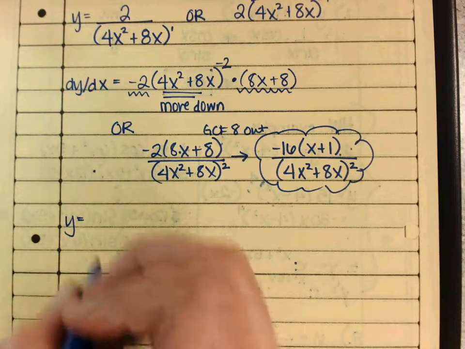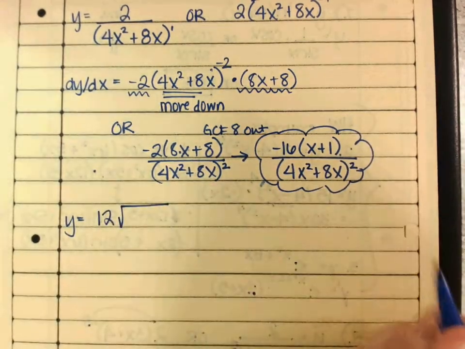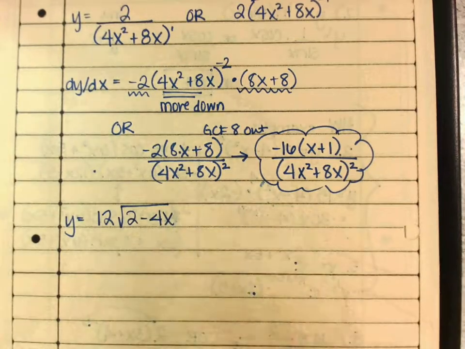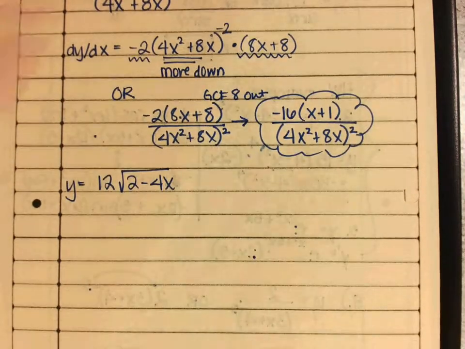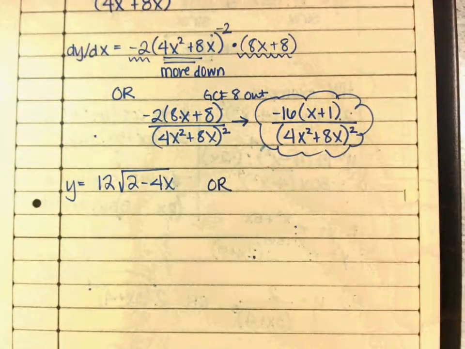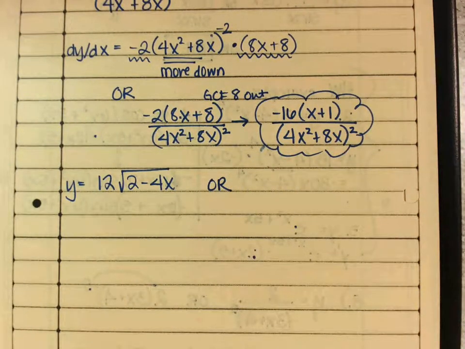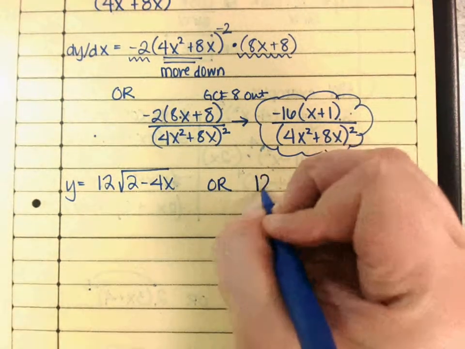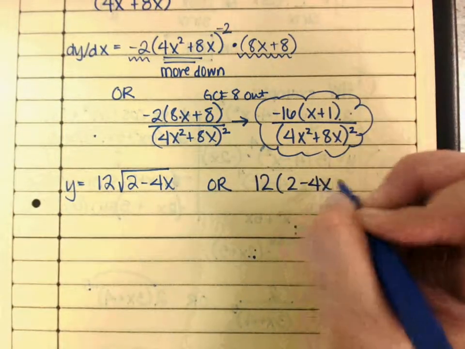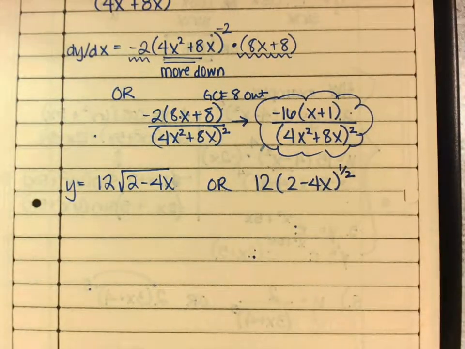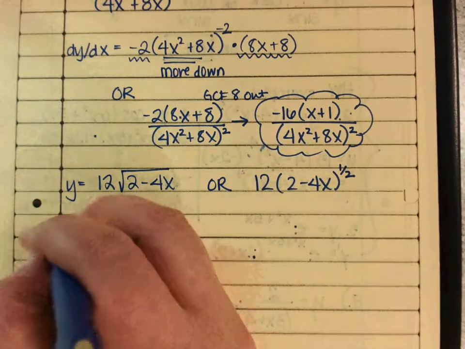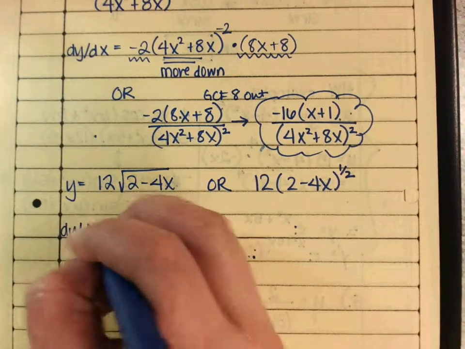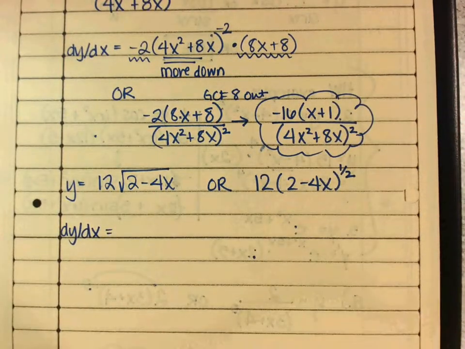Y equals 12 square root 2 minus 4x. 12 square root 2 minus 4x. Take a second and rewrite that for me. How would we rewrite it? 2 minus 4x to the 1/2. Very good. Remember that a 1/2 and a square root are the exact same thing. Okay, so now take a second, write dy dx equals. Even though that's the same as y prime, we want to practice writing both.